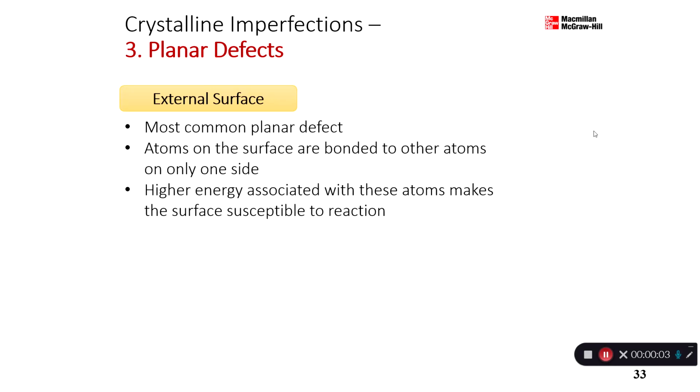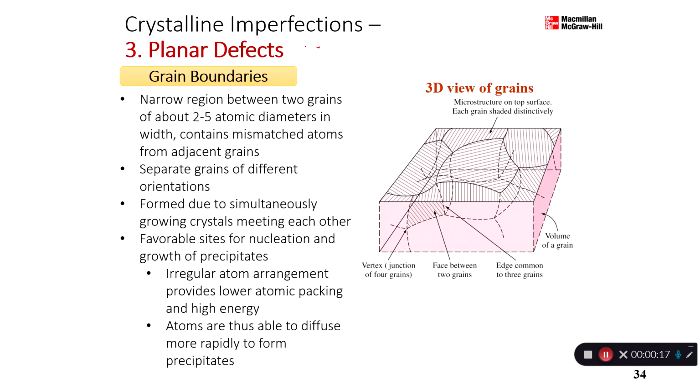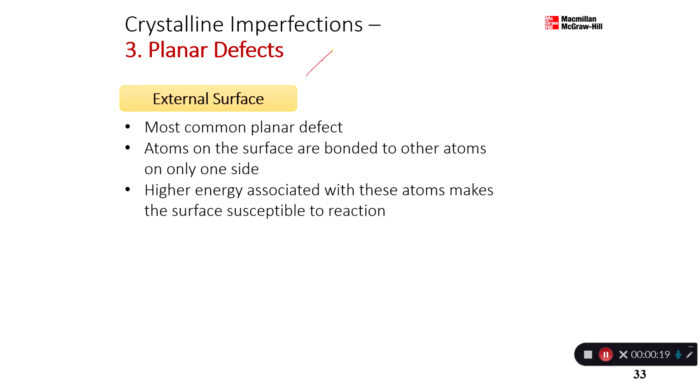Okay, in this video we're going to go through the last two classifications of crystalline defects, which are 2D and 3D defects. 2D defects are called plane defects or planar defects, and they happen on planes or on surfaces. The most common type of plane defect is called the external surface.